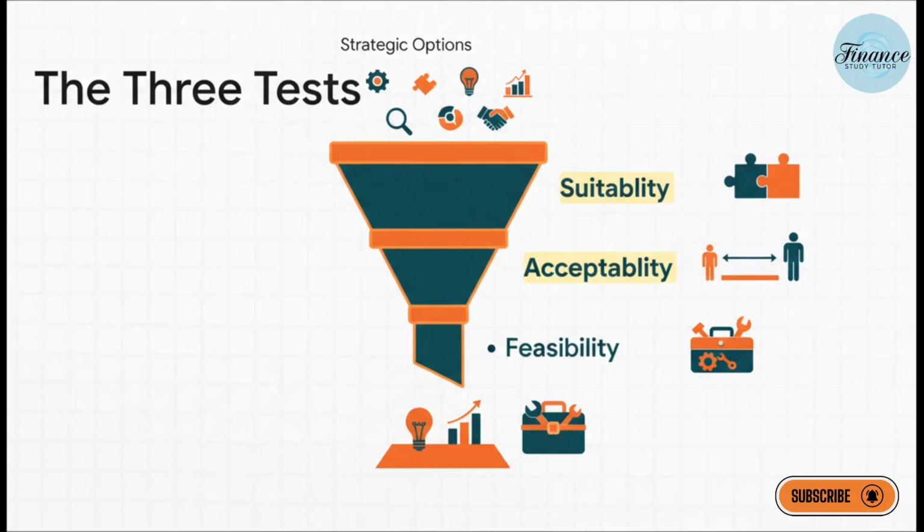So, any strategic option you come up with has to pass 3 big tests. Think of them as 3 gates it has to get through. The first is suitability. Does this option actually fix the key problems or grab the key opportunities you found in your analysis? This is where you bring in your SWOT, PESTEL, and value chain to argue why it's a good fit. Second is acceptability. Does this option meet what our stakeholders, especially our shareholders, expect? We're talking about risk and return here.